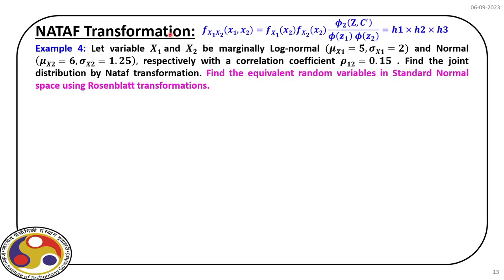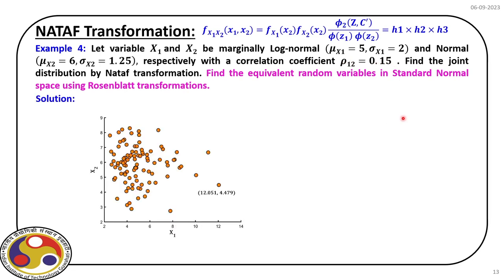So, again, quickly consider an example. In this case, we have x1, x2. One is following marginally normal, another is log normal. The first variable is log normal with sample mean and sample standard deviation given, which is 5 and 2. And the second variable follows normal distribution with sample mean 6 and sample standard deviation 1.25. And the correlation coefficient in this case is 0.15.